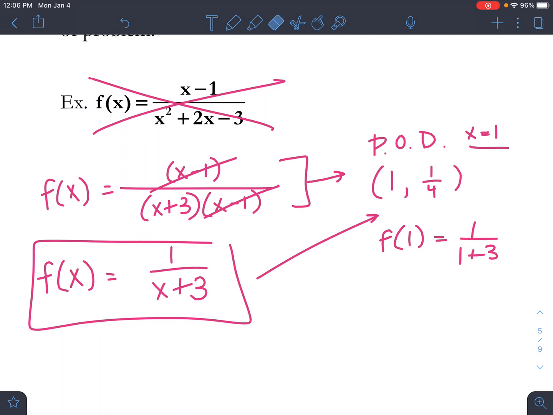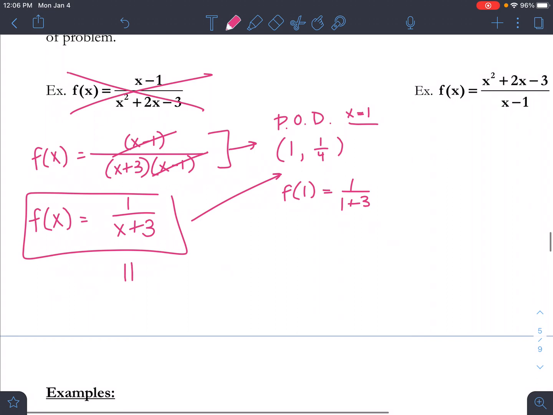If I asked you about vertical and horizontal asymptotes, horizontal asymptote, I hope you guys would say bottom degree is bigger, so y is equal to 0. Vertical asymptote, when is the denominator equal to 0? When x is equal to negative 3. Notice I didn't care what was happening here. That's because it canceled. I was done with it. This is the function I want to use.